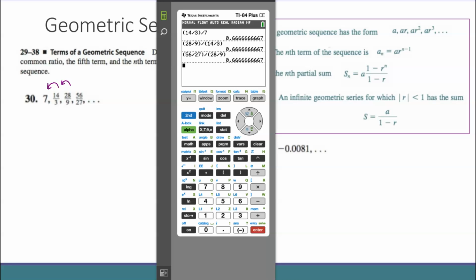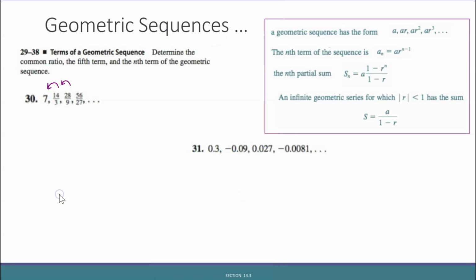Okay, so if we take each right number, like 14/3, divide by 7, each right number, 28/9, divided by 14/3, 56/27 over 28/9. If we keep dividing, we keep getting that same number. That's your common ratio. If we say math fraction, we can see our common ratio is 2/3. So for part A, we could say our common ratio is 2/3.